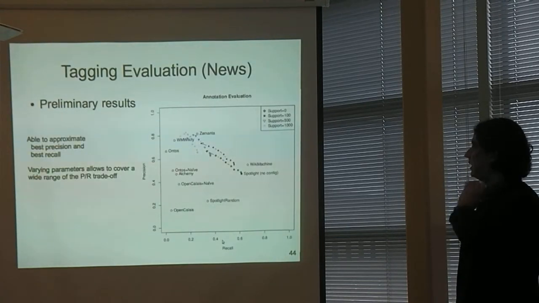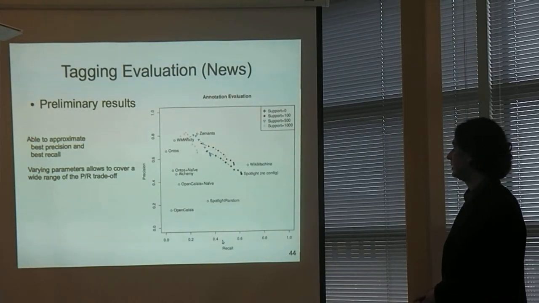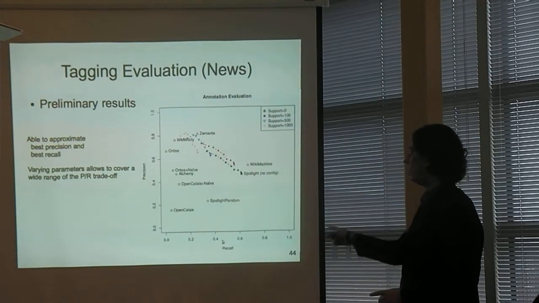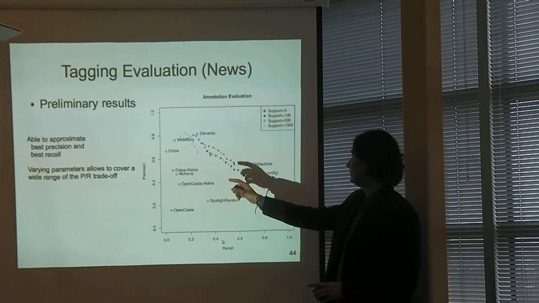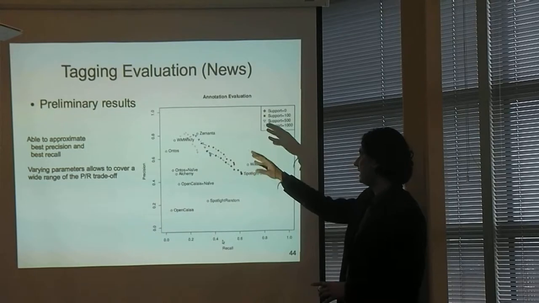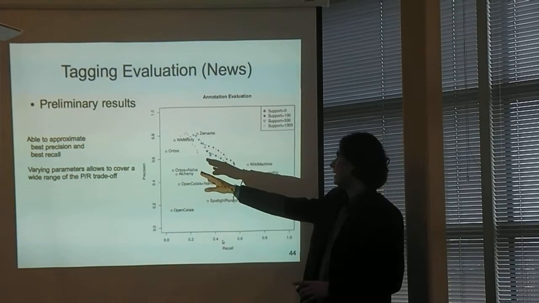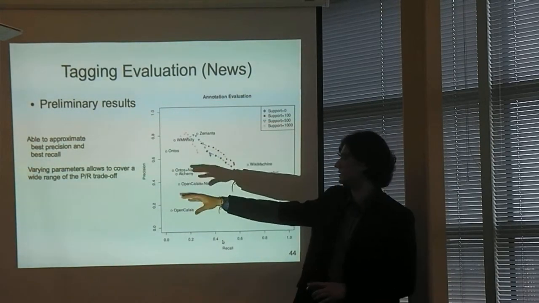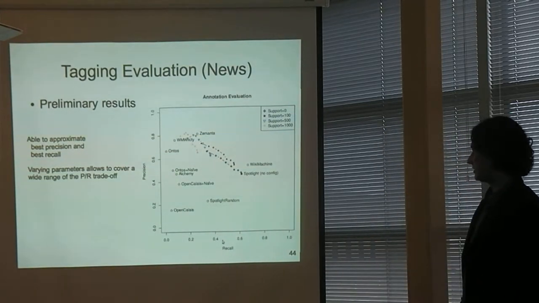So we tested our tagging ability on a news data set that we annotated, and this shows the precision by the recall. And basically, what it shows is that each line, and each point, is a different configuration setting, and we show that we can approximate the best precision and the best recall and cover all the spectrum by tweaking the parameters of the system.